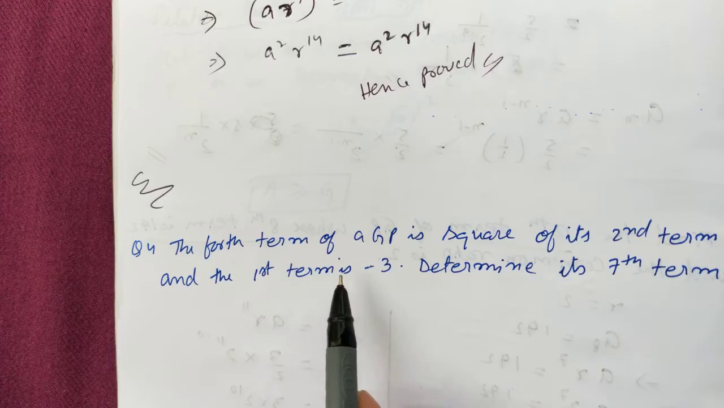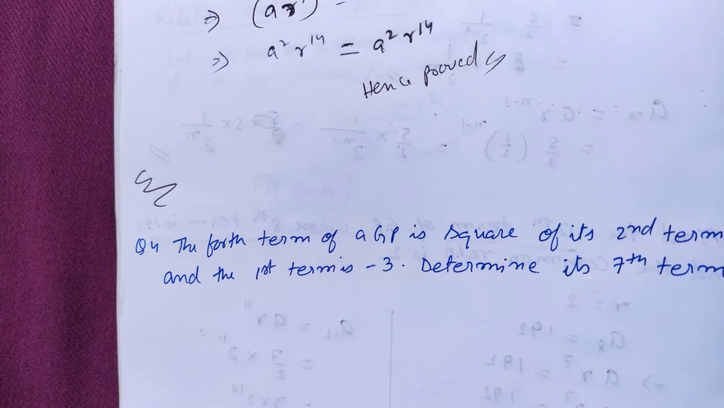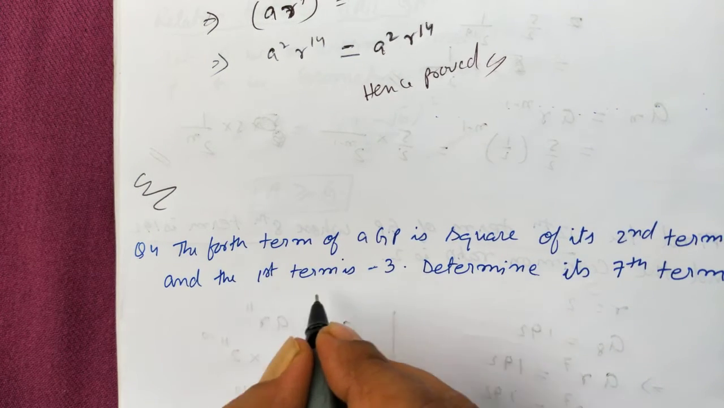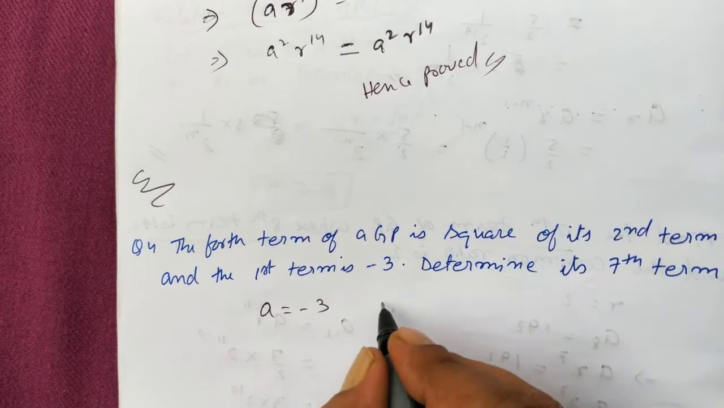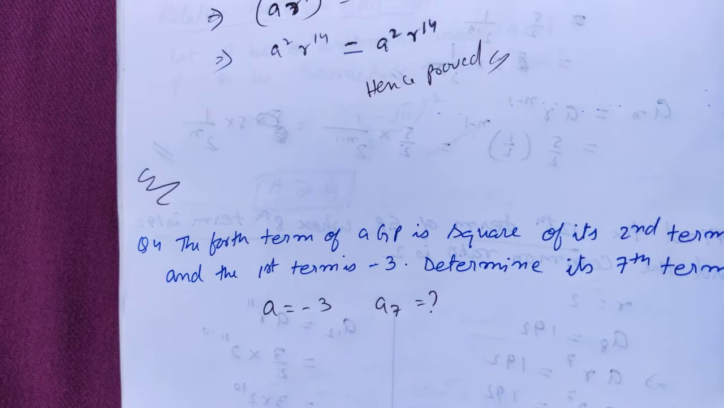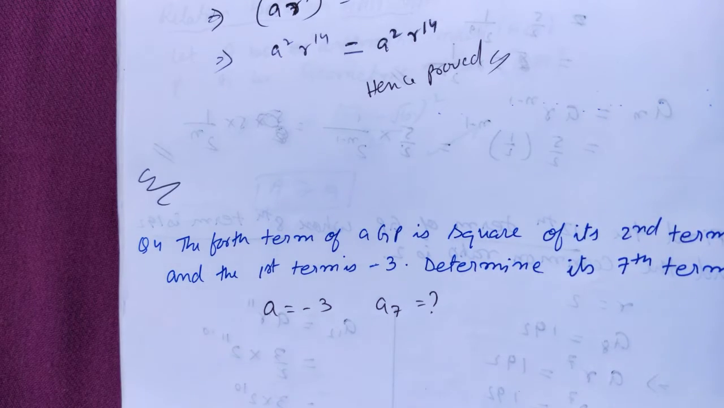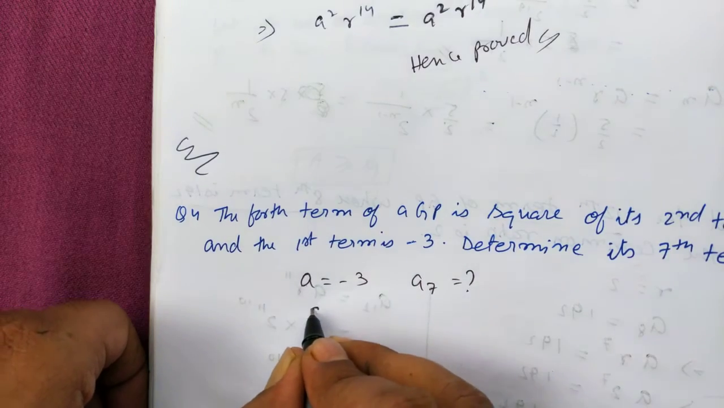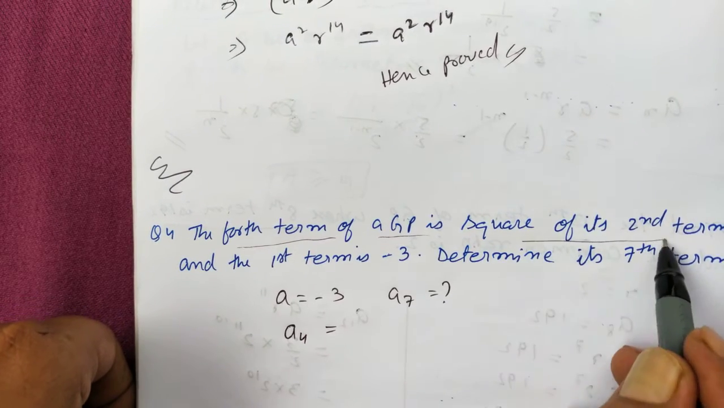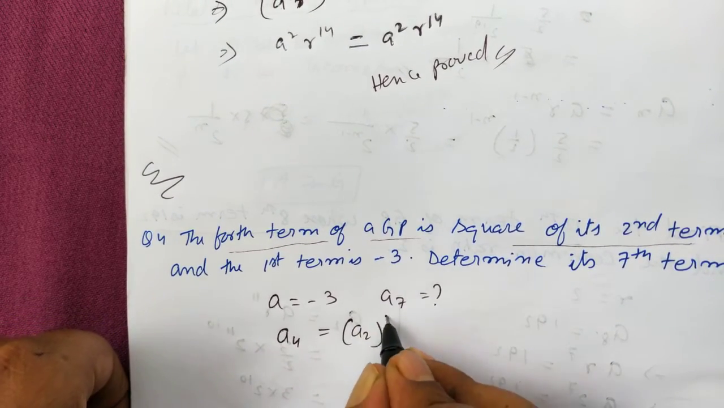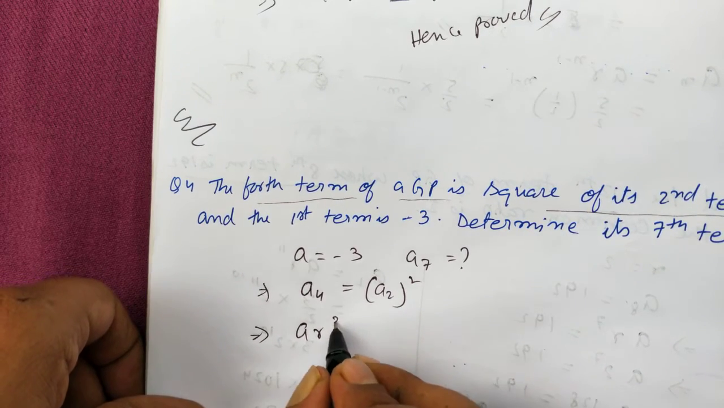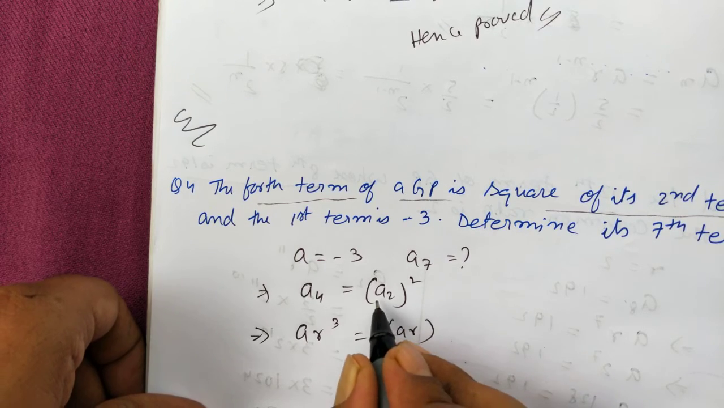The fourth term of a GP is square of its second term. Find the first term, where the first term A is minus 3. Determine the seventh term. A7 you are going to find. So as per the question, the fourth term A4 is square of its second term, so A2 square. Put the value, that is A R cube equal to, A2 is A R.